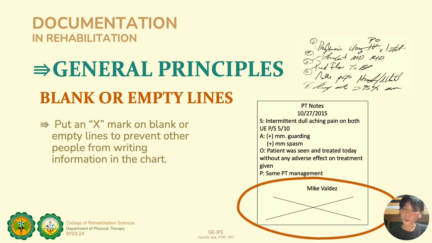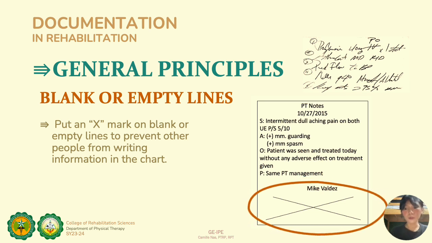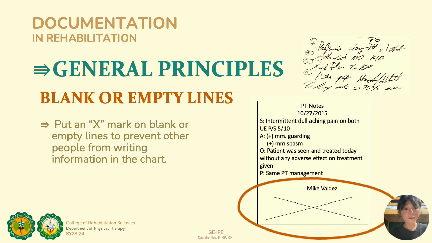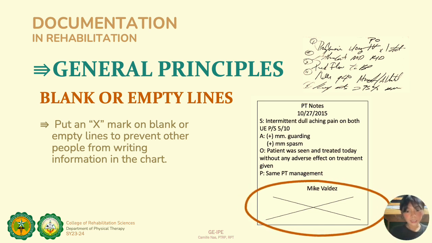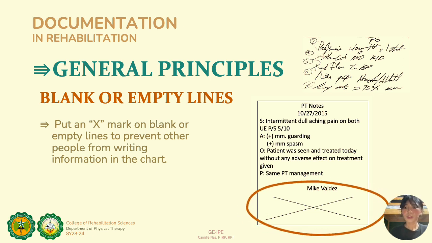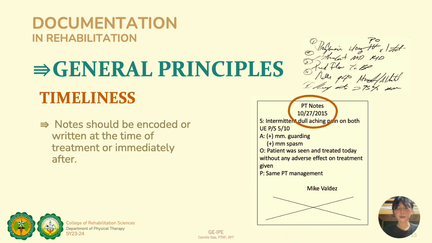So, they'll just access your notes and then write down anything there, and anything that is written in your PT notes is assumed to be the truth. So, kung ano yung nakasulat doon, yun yung paniniwalaan. Wala kang ibang way to justify or to reason out na hindi ikaw yung nagsulat nun. So, to prevent that from happening, put an X, no? Para yung X na doon, automatic yon, magsasabi na, I did not write that down kasi may X yan. So, somebody else wrote on top of it, diba? And so, this is just to prevent other people from writing information in the chart.